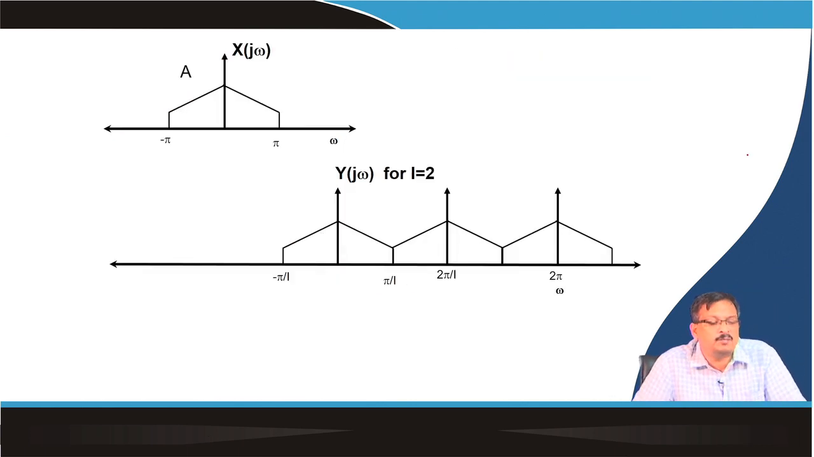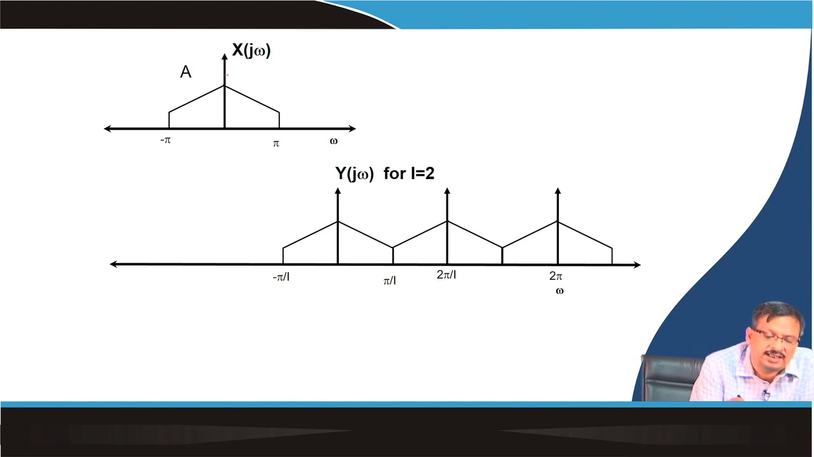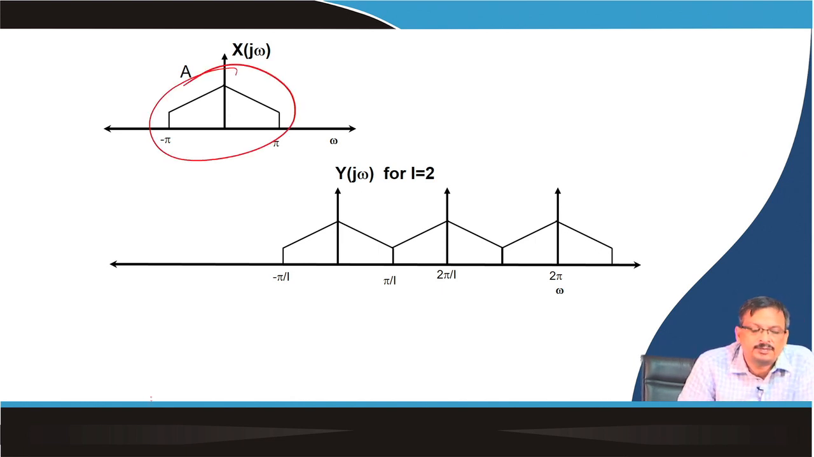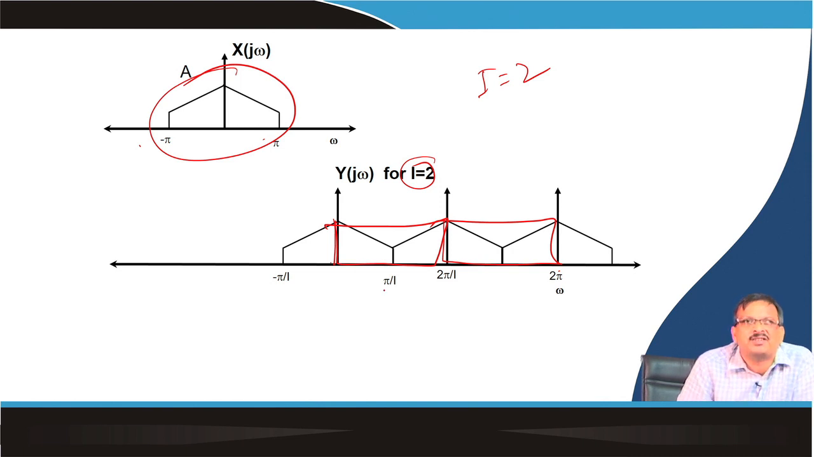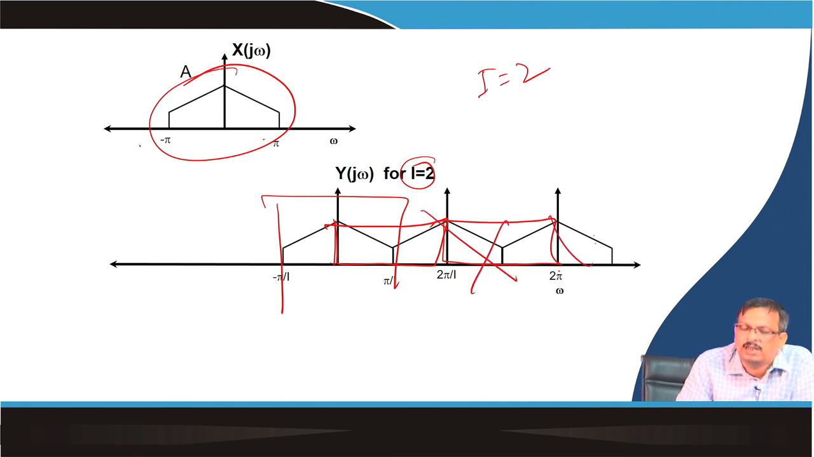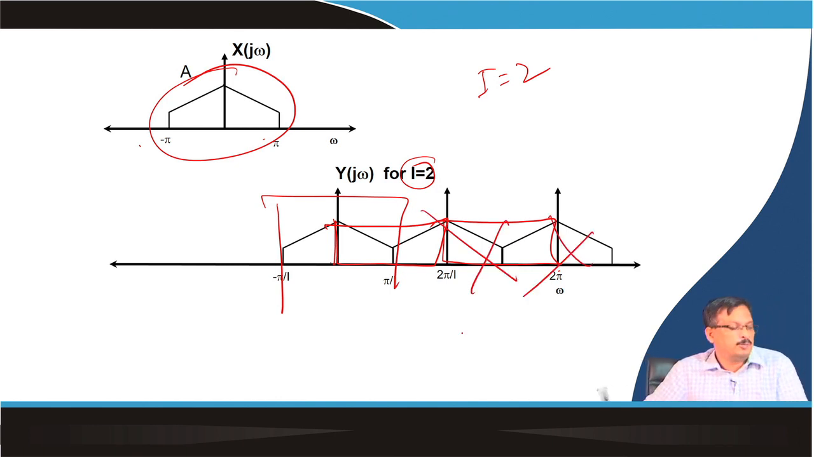Okay. Now let us say this is my j omega x from minus pi to pi. After upsampling with I equal to 2, I get 2 mirror images. This to this is one and this to this is another one. So within 2 pi, I get 2 mirror images. Instead of that, I want only a single one, so I keep this portion and this portion will be discarded using a low pass filter.